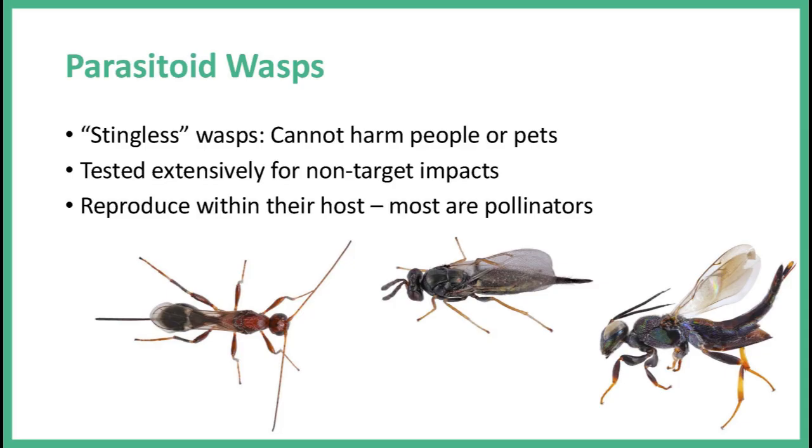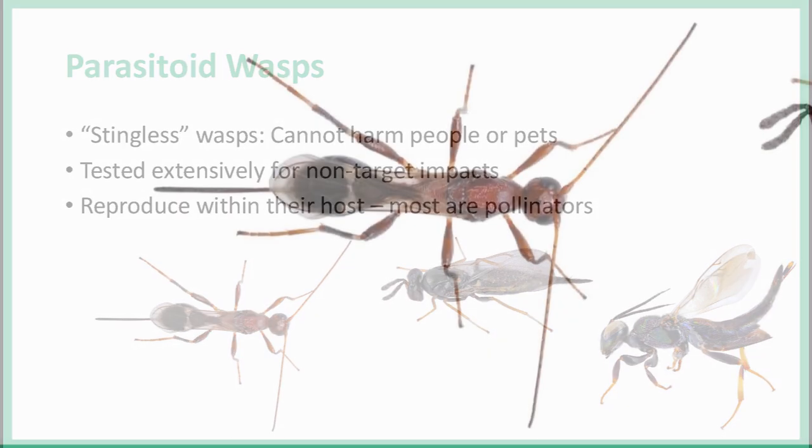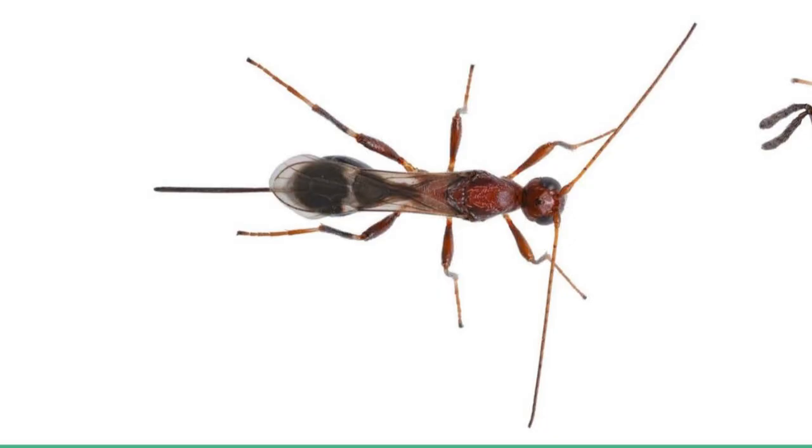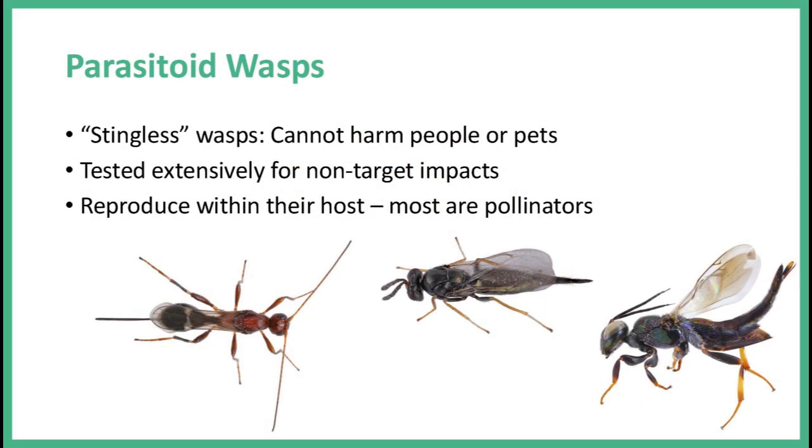You can see on this picture of Spathius galinae right here, where a honeybee would have a stinger, it has an ovipositor, this really long, slender extension of its abdomen. At the end of its abdomen, it uses it to lay its eggs. So, as Colin mentioned, these are extensively tested for non-target impacts.